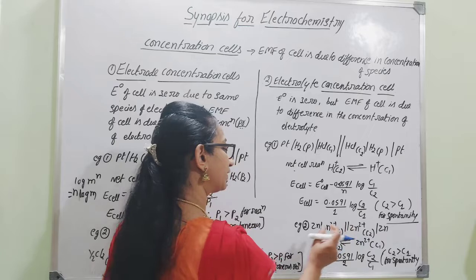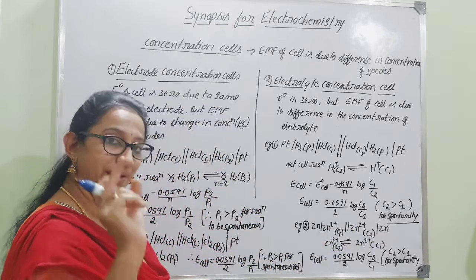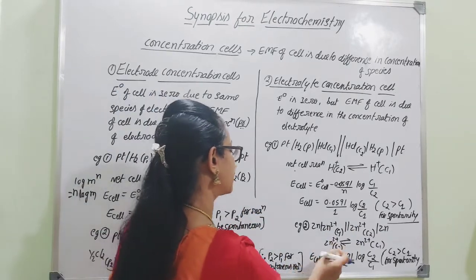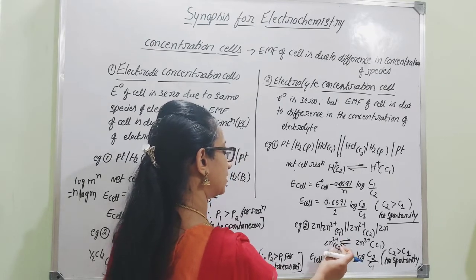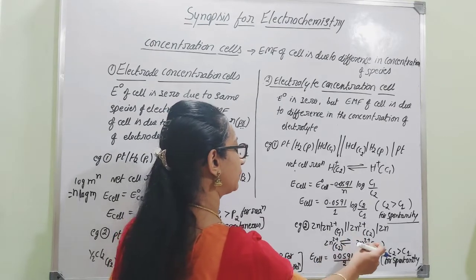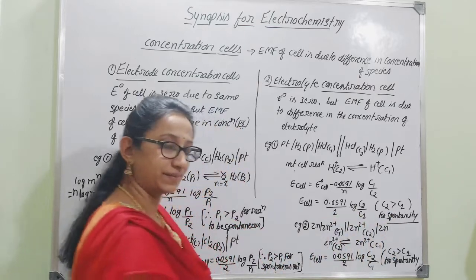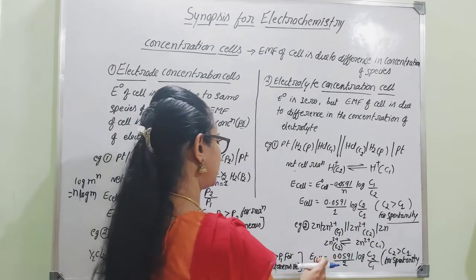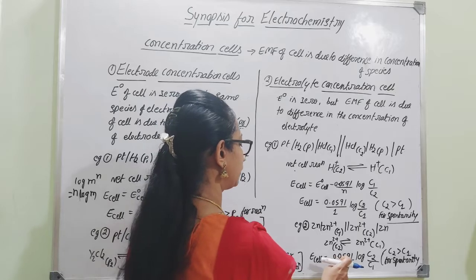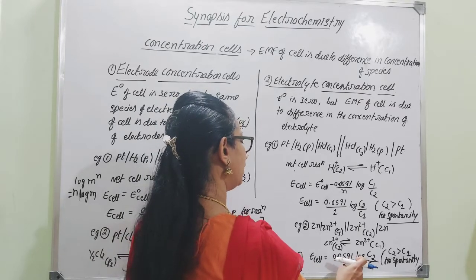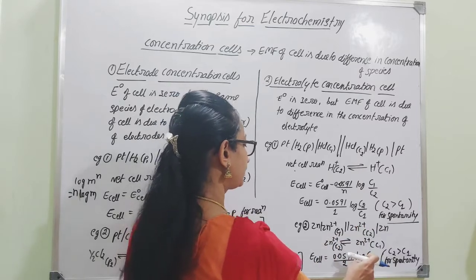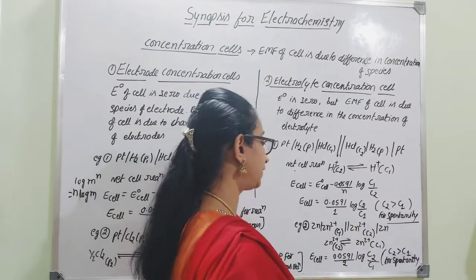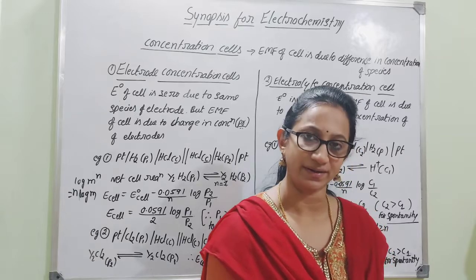For the overall cell reaction, obtained by combining anodic and cathodic reactions, Zn2+ C2 will be on the left-hand side and Zn2+ C1 on the right-hand side. Then by considering this equation, E cell is equal to 0.0591 by 2 log of C2 by C1, because the number of electrons exchanged is 2. Therefore, C2 should be greater than C1 for spontaneity.